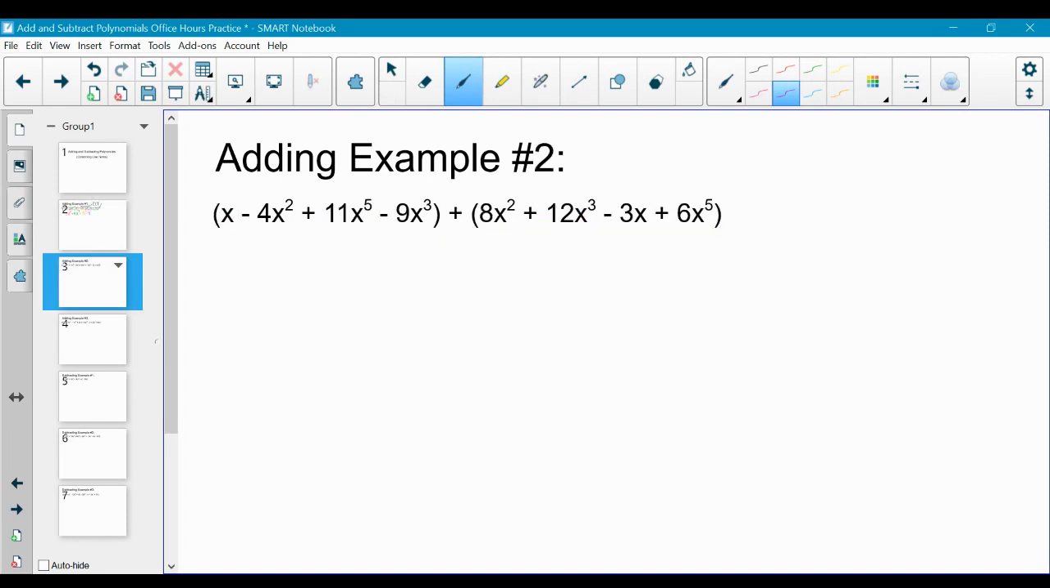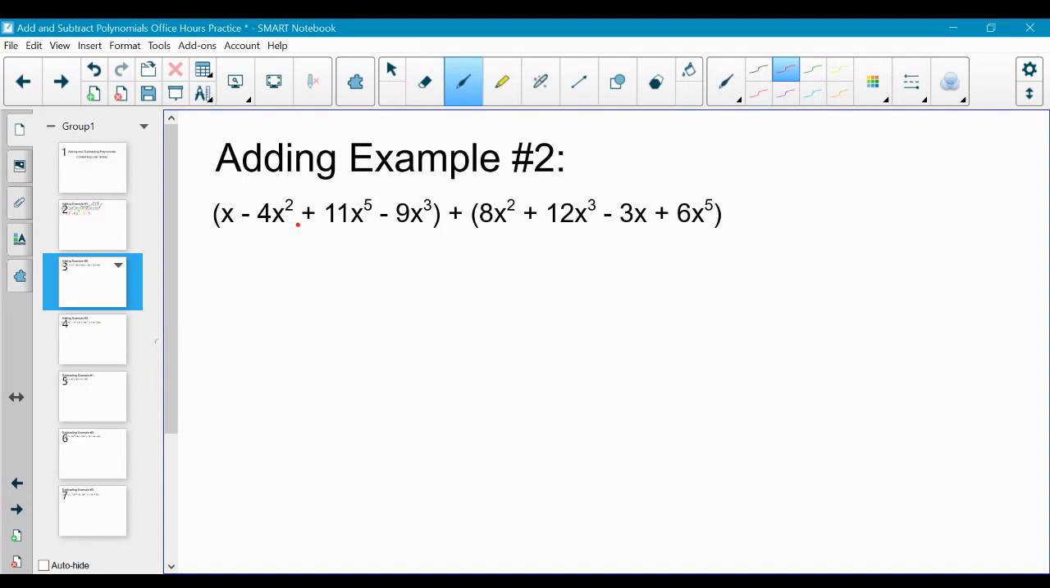Okay, in this next one, I gave you this problem because you're going to see it in some of the practice that you received today. So what I want to do is actually rewrite the problem entirely. We don't have to. If we wanted to rewrite it, I would rewrite it so that the degrees go in order from least to greatest. If not, we can do exactly what we did the last time.